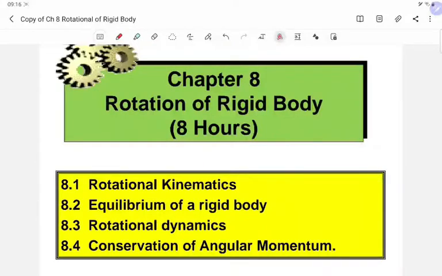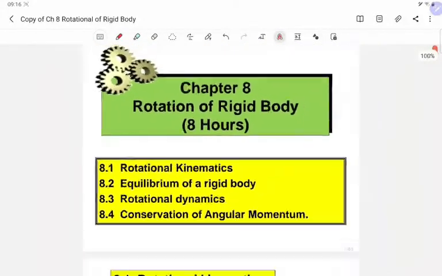Chapter 8, Rotation of Rigid Body. So in this topic, we have 4 subtopics, 8.1 until 8.4. For the first video, we are going to look at 8.1, Rotational Kinematics.